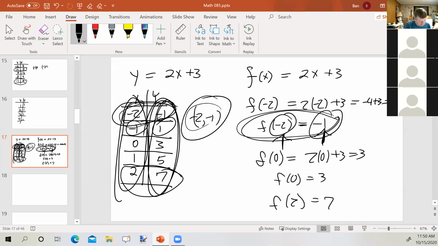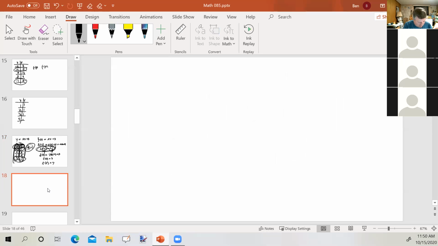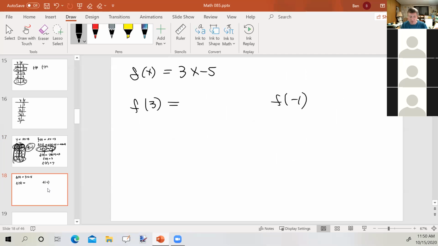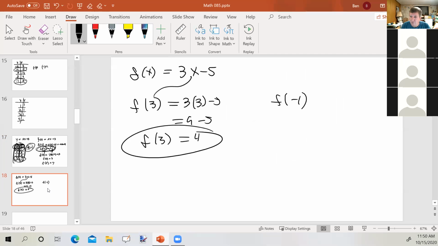All right. Now, suppose we have the function F of x equals 3x minus 5. And we want to find specifically F of 3 and F of -1. So what we're going to do is the same thing we did before. The 3 is on the inside. It represents the x value. So we'll put that right up there and we'll get 3 times 3 minus 5, which is 9 minus 5, which is 4. So f of 3 equals 4.